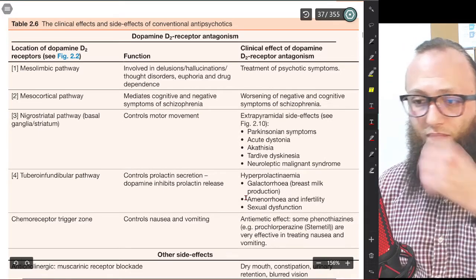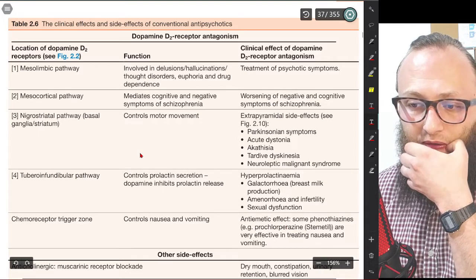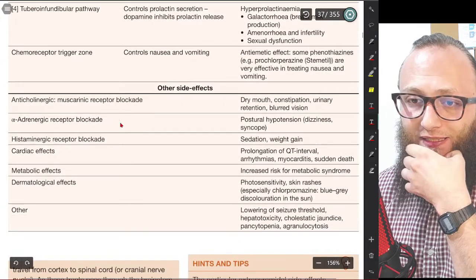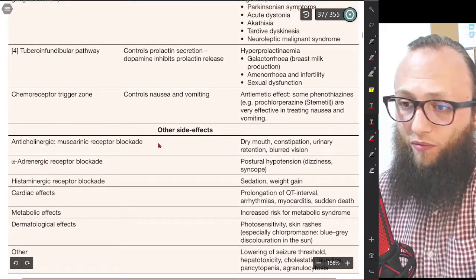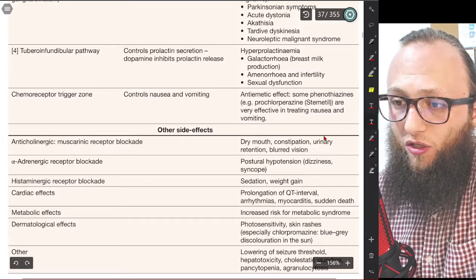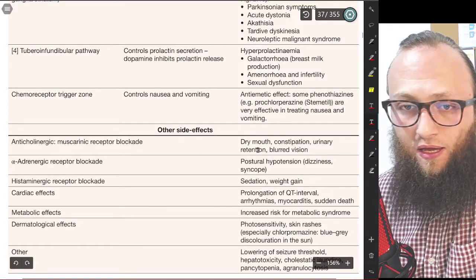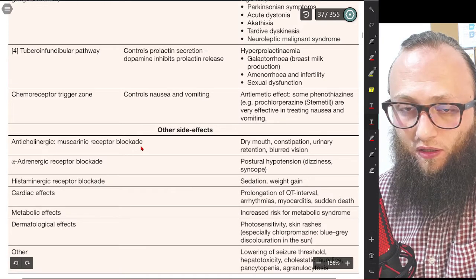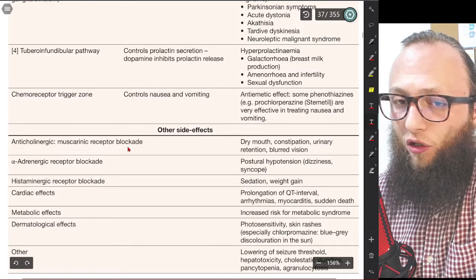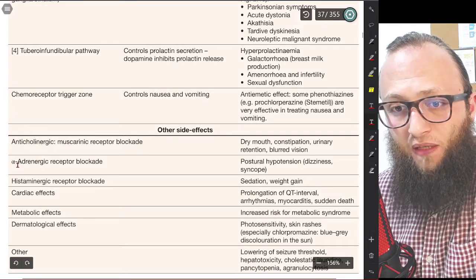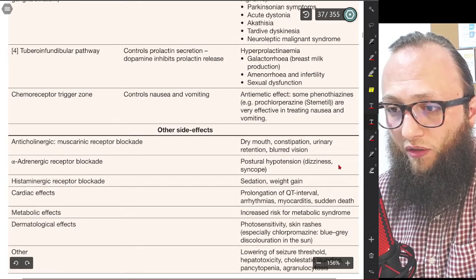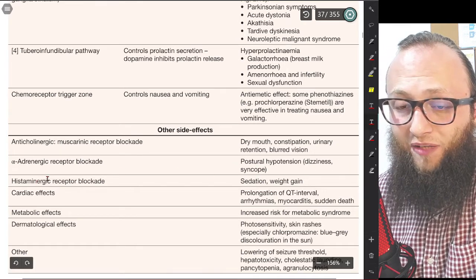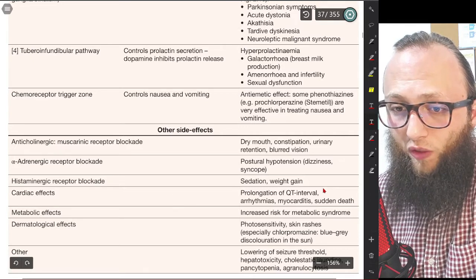Okay, anyways. Other side effects for other receptors are anticholinergic side effects, from muscarinic receptor blockade, that cause dry mouth, constipation, urinary retention, and blurred vision. And this is usually for low potency drugs like chlorpromazine, for example. Alpha adrenergic receptor blockage causes postural hypotension, dizziness, and syncope. Histaminergic receptor blockage causes sedation and weight gain.